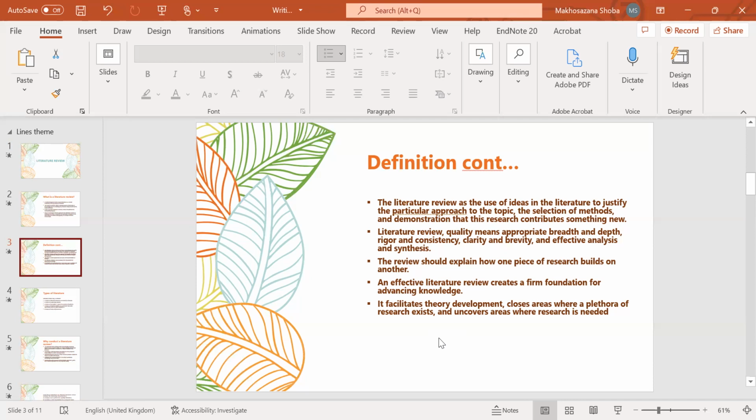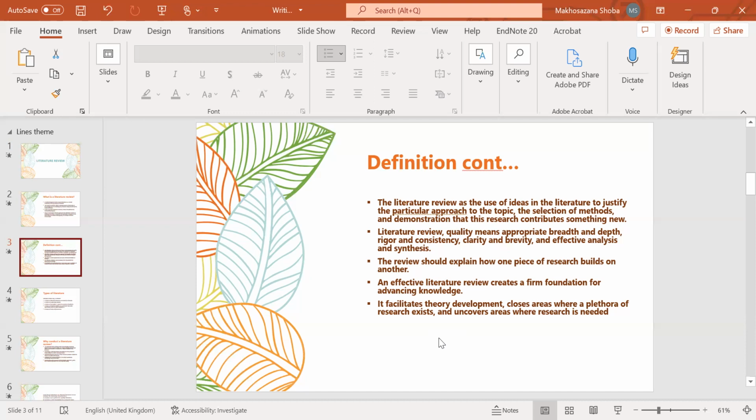So when doing a literature review, explain how your piece of research builds on another, right? Here you are doing a study on transformation in higher education. There are studies on transformation in higher education, but tell us then how your research is building on the previous studies on transformation in higher education. So, therefore, an effective literature review creates a firm foundation for advancing knowledge.